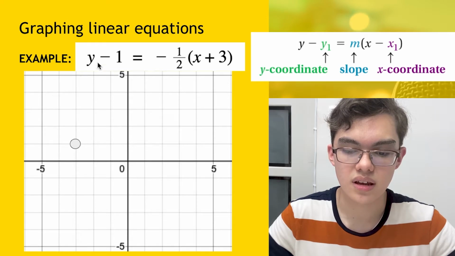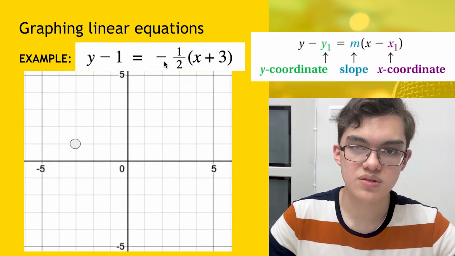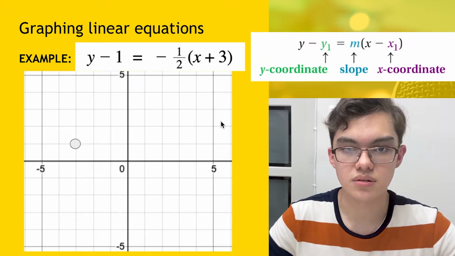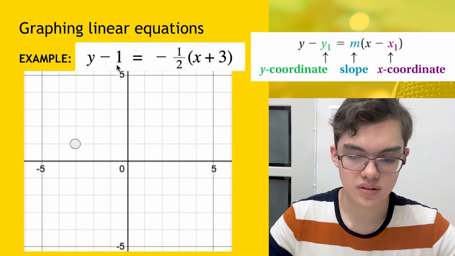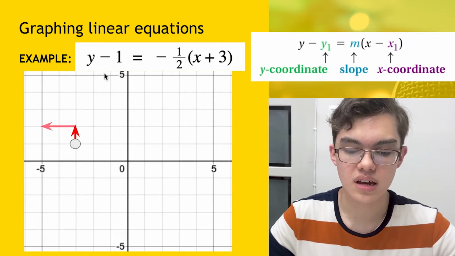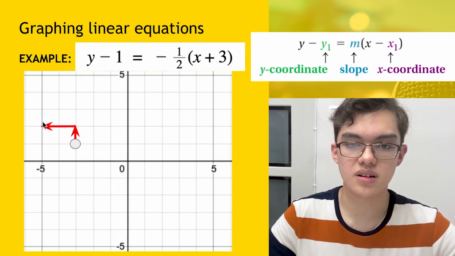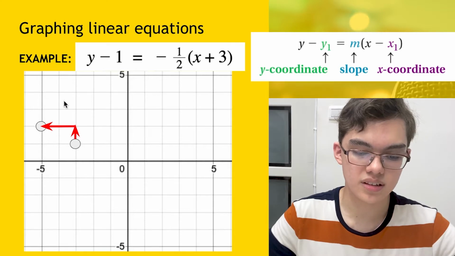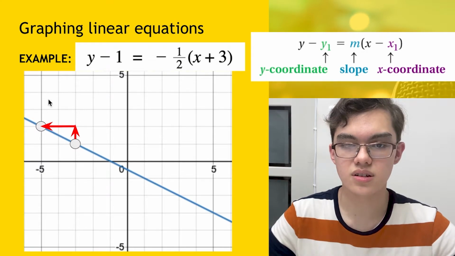So that's our first point. And we also have the slope here, which is negative 1 over 2. And we can think of that in terms of rise over run. And the rise would be 1, and the run would be negative 2. You could do it the other way around. You could put the negative sign on the rise if you wanted. It wouldn't change the result. And so we have our slope. So we go up 1, that's our rise, and we go to the left 2, that's going to be our negative 2. And there's another point right there. That means there's going to be another point right there that's also going to be on the line. So we have two points, and we can draw a line through that. And that's all we need. That's how we graph linear equations using point-slope form.